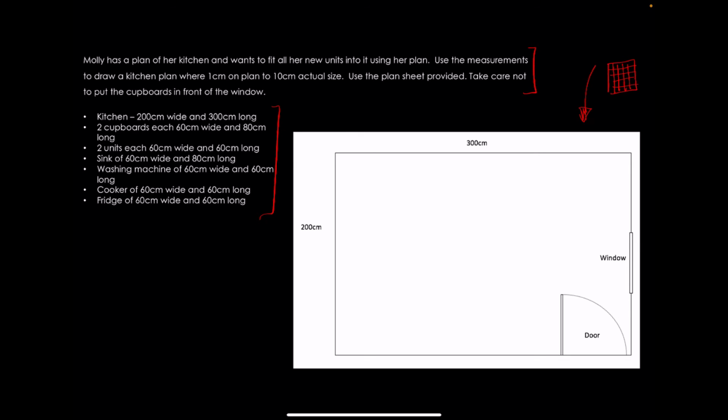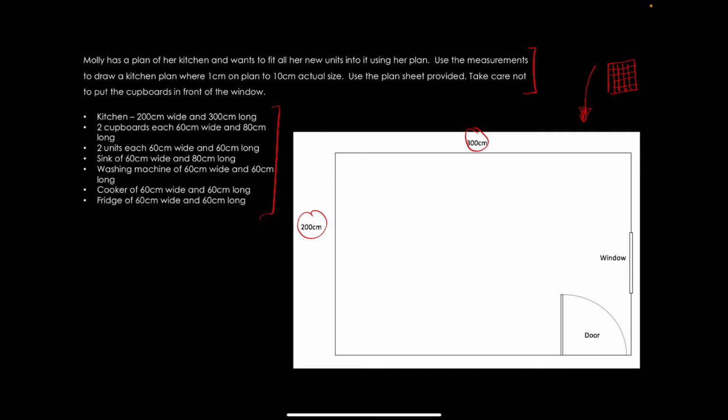Kitchen, 200 centimetres wide and 300 centimetres long. Okay, that's fine. You are going to have 2 cupboards, which are each 60 wide and 80 long. Then you've got 2 units, which are 60 wide and 60 long. Your sink is 60 by 80, your washing machine is 60 by 60, and your cooker is 60 by 60, and so is your fridge.